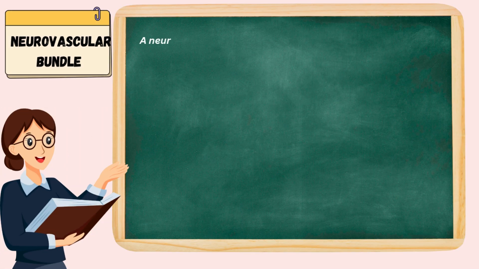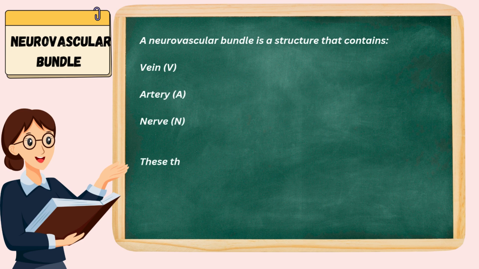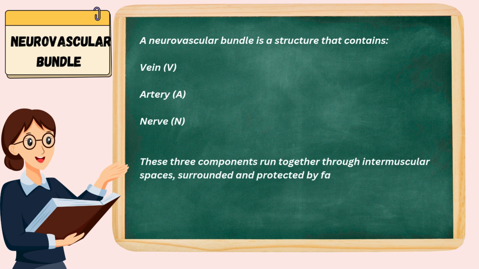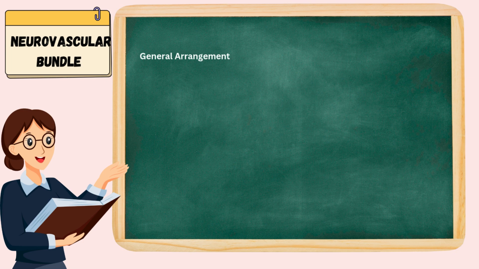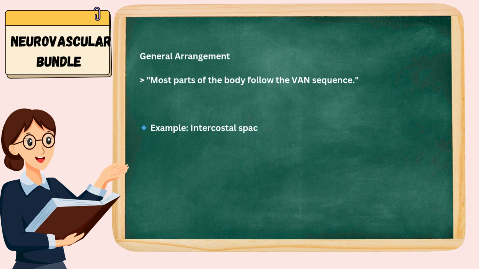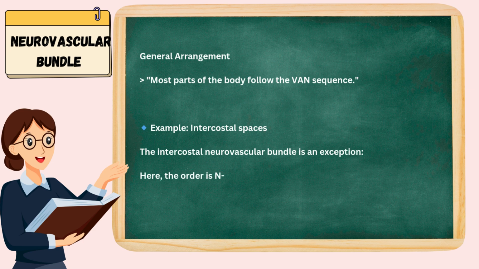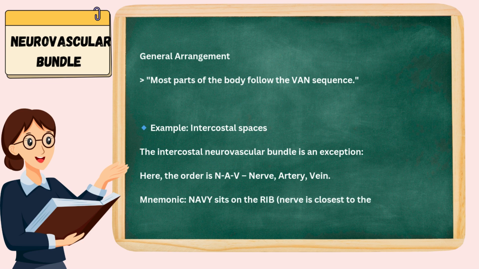Neurovascular bundle. A neurovascular bundle is a structure that contains vein, V, artery, A, nerve, N. These three components run together through intermuscular spaces, surrounded and protected by fascia. Their arrangement is usually in the VAN order, from superficial to deep, or medial to lateral depending on the region. General arrangement, most parts of the body follow the VAN sequence. Example: intercostal spaces. The intercostal neurovascular bundle is an exception. Here, the order is NAV, nerve, artery, vein. Mnemonic: Navy sits on the rib, nerve is closest to the rib.